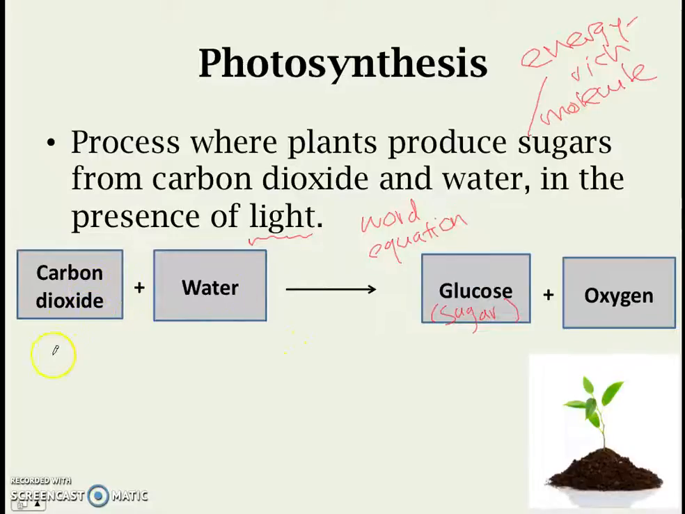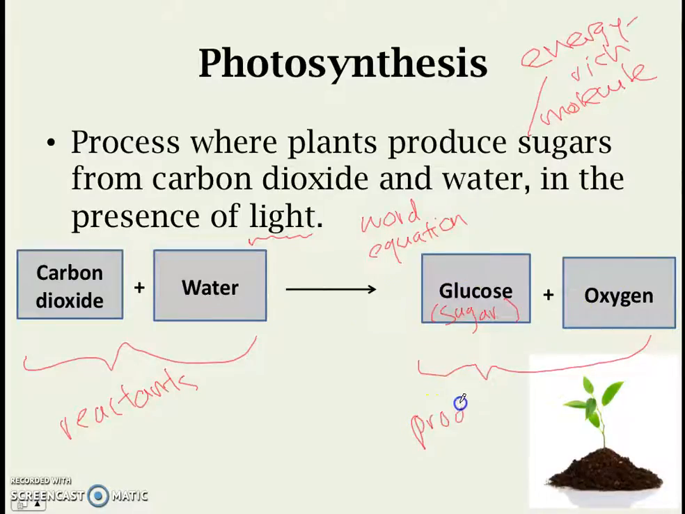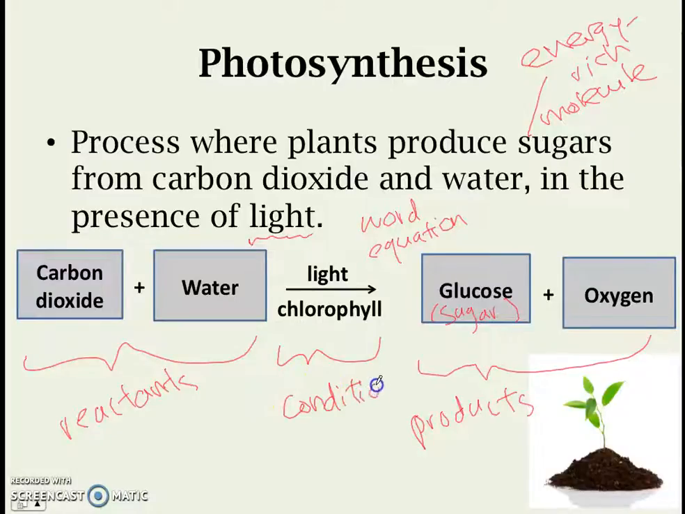So carbon dioxide plus water, which we call the reactants, which is a bit like the ingredients of the reaction, what you start with, become glucose and oxygen, which we call the products, right? What you produce, the products. And in the middle, we have light. Light is a condition. So the reactants, carbon dioxide and water, become the products, glucose and oxygen, when there is light.